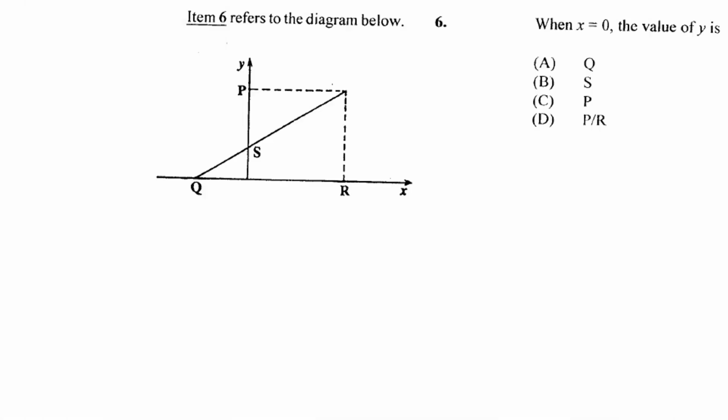Question 6. We are to look at the diagram of a graph, and answer the question: when x is equal to 0, the value of y is. Whenever x is 0 here, the value on the graph, the straight line, is f. That means the answer is B.